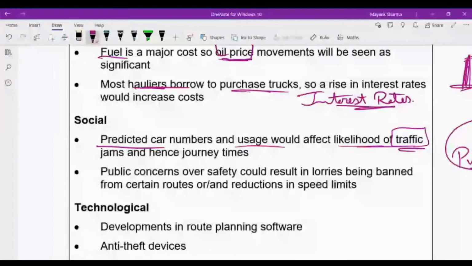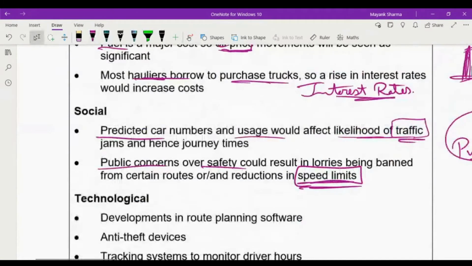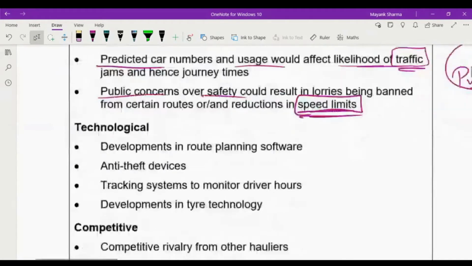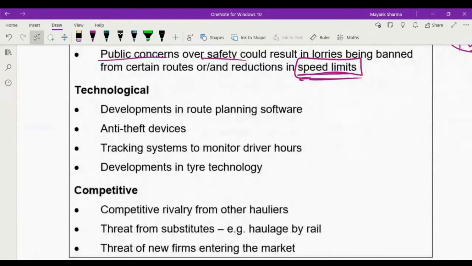Public concerns over safety, like in case the road is passing nearby a school or a children's playground, then that means heavy vehicles might not be allowed there, or there can be speed limits there, right? So all these things will impact the timing in which goods are delivered, again impacting the business of haulers, right?